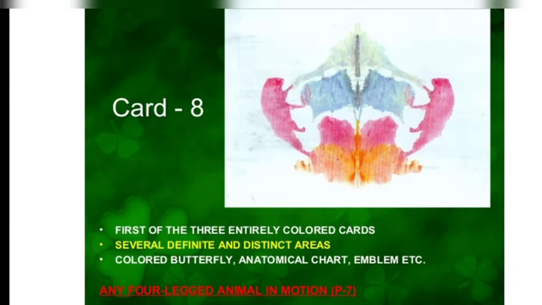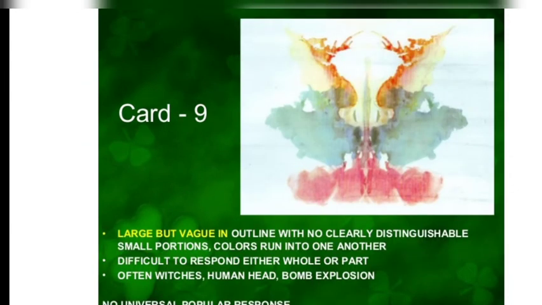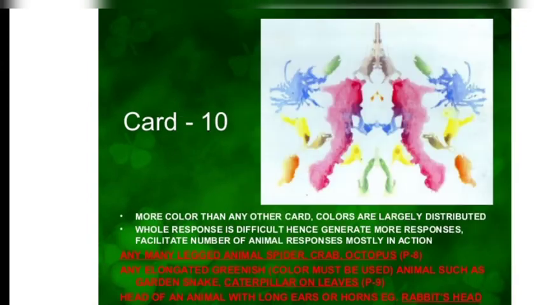This is the most colorful card of the Rorschach inkblot test. The ninth card, and the last one, that is the 10th card. It has the most color compared to other cards. Colors are largely distributed. A whole response is difficult, hence it generates more responses, facilitating the number of animals, and mostly in action. So you can see no one general response is given to it.